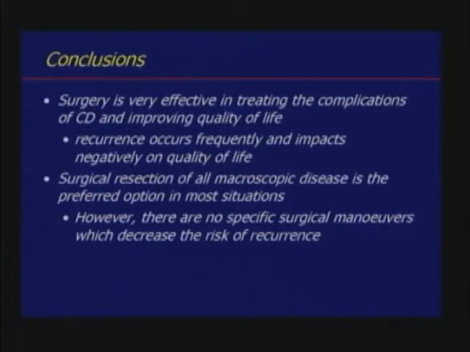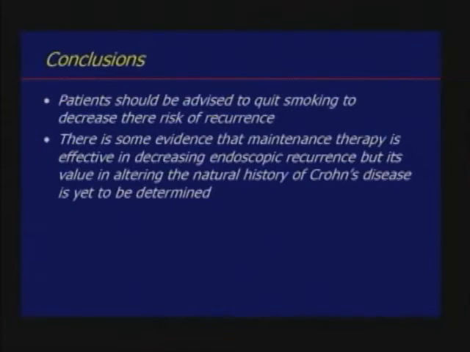So I'll close and say that surgery is very effective in treating the complications of Crohn's disease and improving quality of life, but recurrence occurs frequently and impacts negatively on quality of life. Surgical resection of all the macroscopic disease is the preferred option in most situations, but unfortunately there are no specific maneuvers that decrease the risk of recurrence. I feel quite strongly that patients should be advised to quit smoking to decrease their risk of recurrence. There's some evidence that maintenance therapy is effective in decreasing endoscopic recurrence, but its value in altering the natural history of Crohn's disease is yet to be determined.